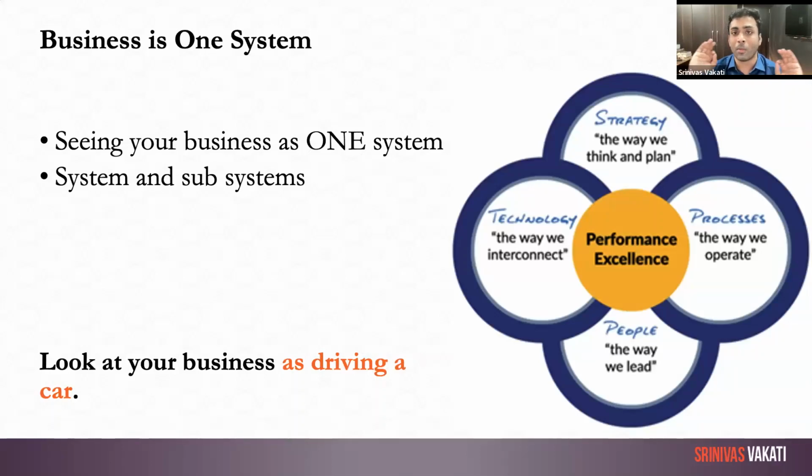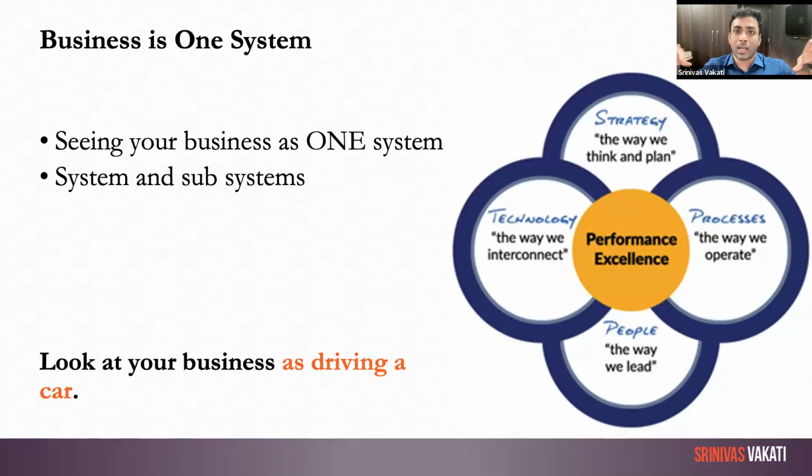Everything is perfect. It's the most luxurious car on the planet. The only challenge is the brakes are not working. Will you reach your destination? Yes or no? Of course, no, right? Okay, now let's say the brakes are functioning. Everything is perfect. The steering wheel is not functioning or is not there at all. Will you reach your destination? Again, the answer is no.